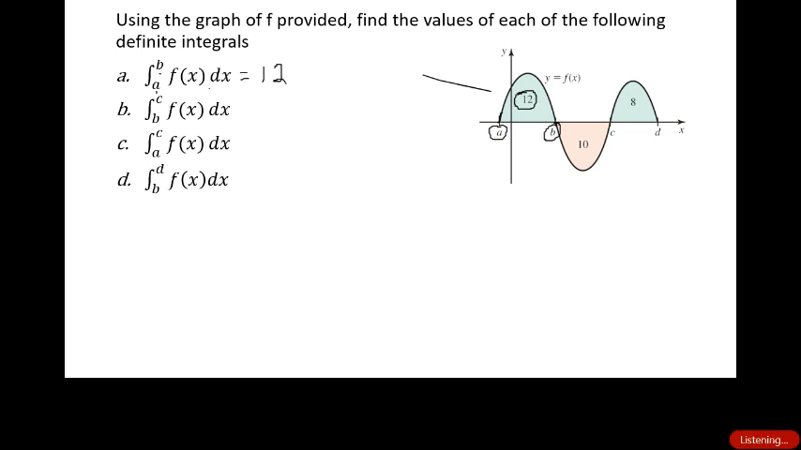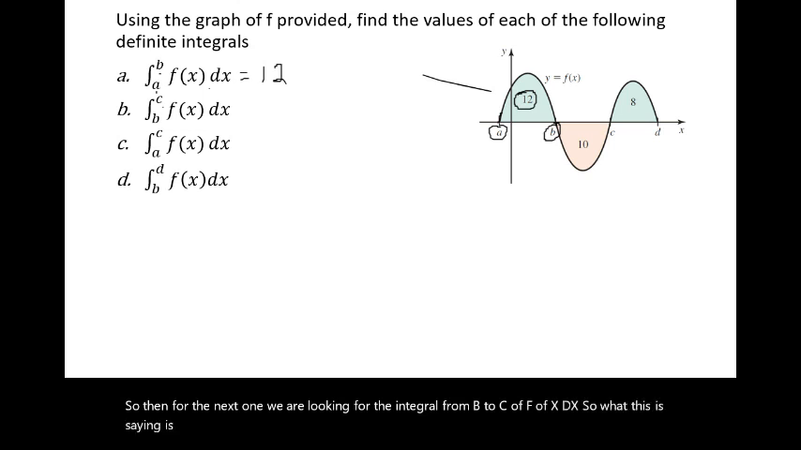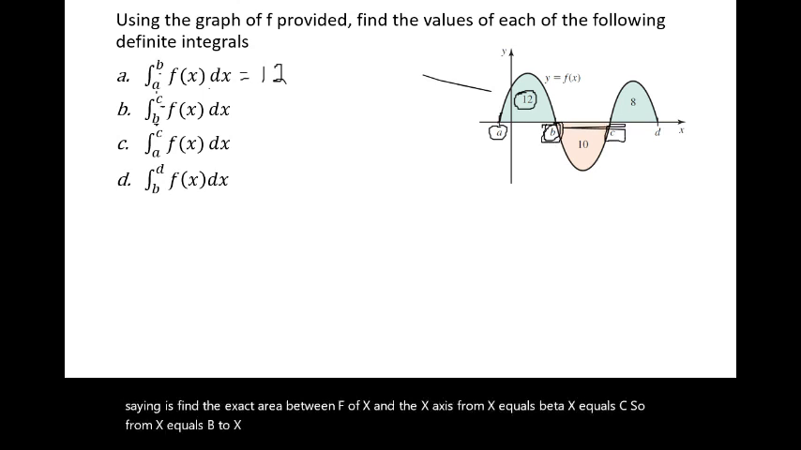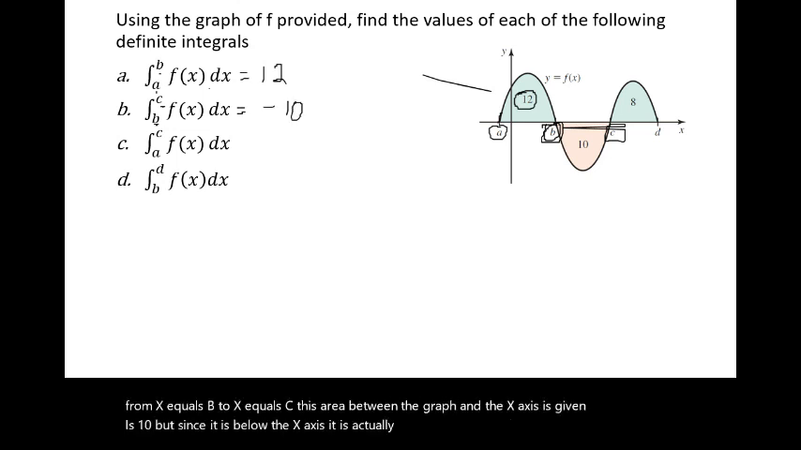Then for the next one, we are looking for the integral from b to c of f of x dx. This is saying find the exact area between f of x and the x-axis from x equals b to x equals c. From b to c, this area between the graph and the x-axis is given as 10, but since it is below the x-axis, it is actually going to be a negative 10. So this integral is equal to negative 10.